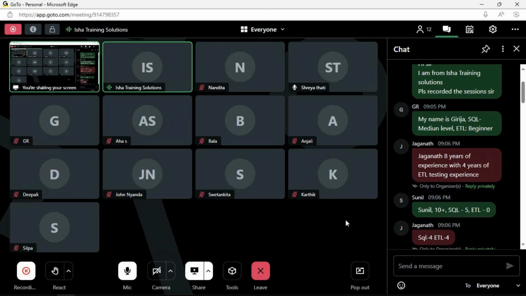Our course fee is 6,900, which is very less as compared to the market. And there is no such professional course outside in the market.